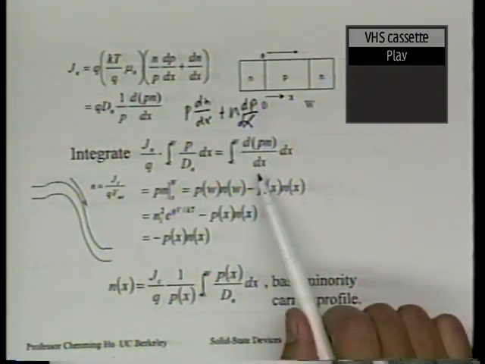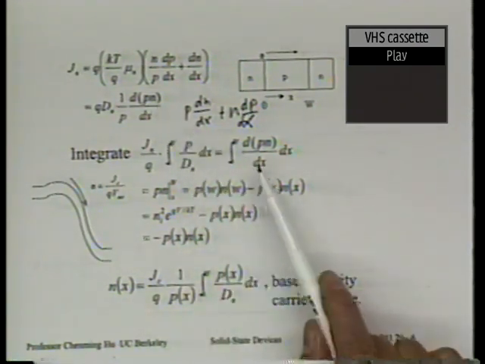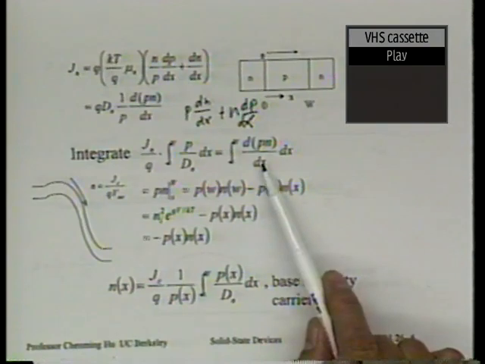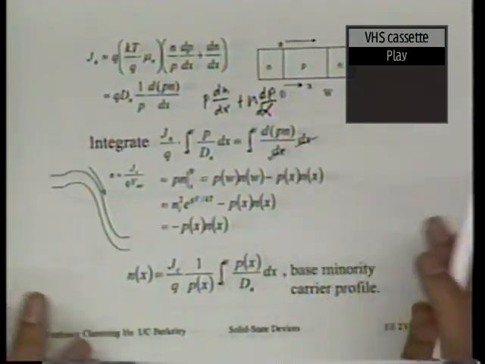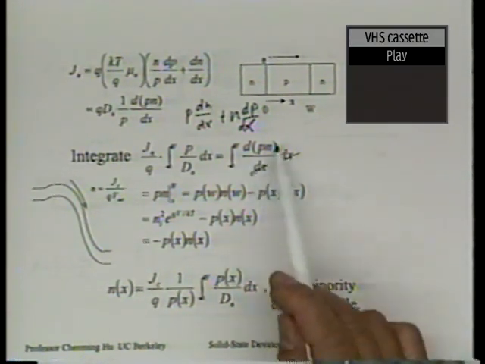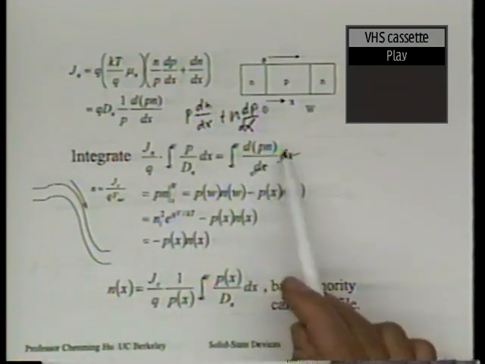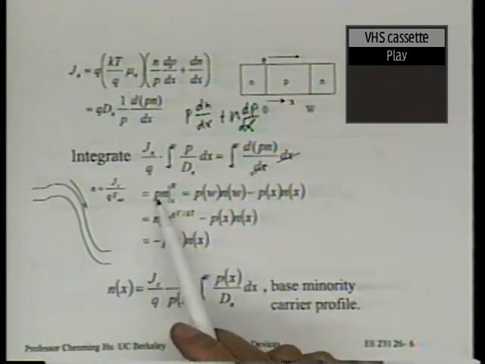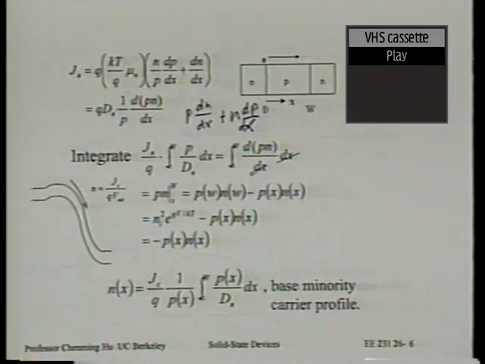On the right-hand side, we have d(pn)/dx. Of course, this is very easy to see. The dx cancels out. We just integrate d(pn). It's very easy. So let's carry out the right-hand side integration first. We'll keep the left-hand side the way it is. The right-hand side simply becomes pn, evaluated once at w and once at x. Is that right?